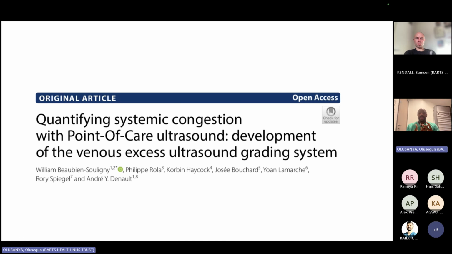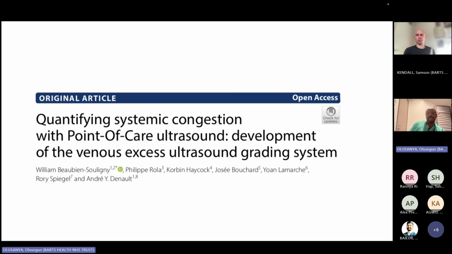So they all sat down together, they put their heads together, and they came up with this concept of trying to put all of these ideas together to quantify the degree of venous congestion, so raised right-sided pressures, the vascular waterfall. And this is the origin of this paper in 2019, and this is the original VExUS paper.